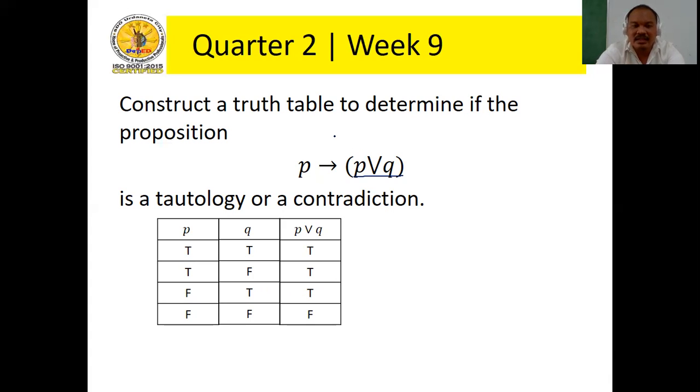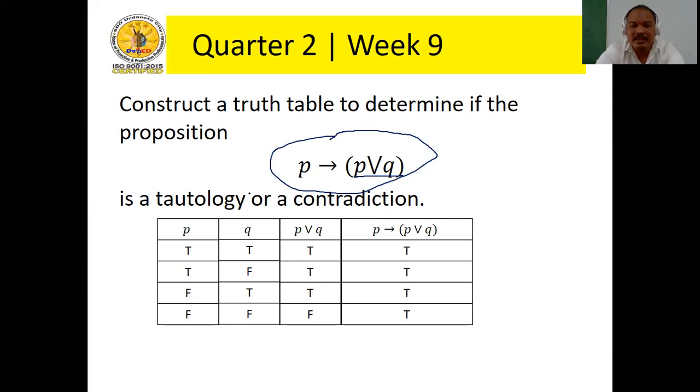Using this compound proposition, by having this column, we can have this. So our concern now is between P and P or Q, but the operation is a biconditional. P, then P or Q.